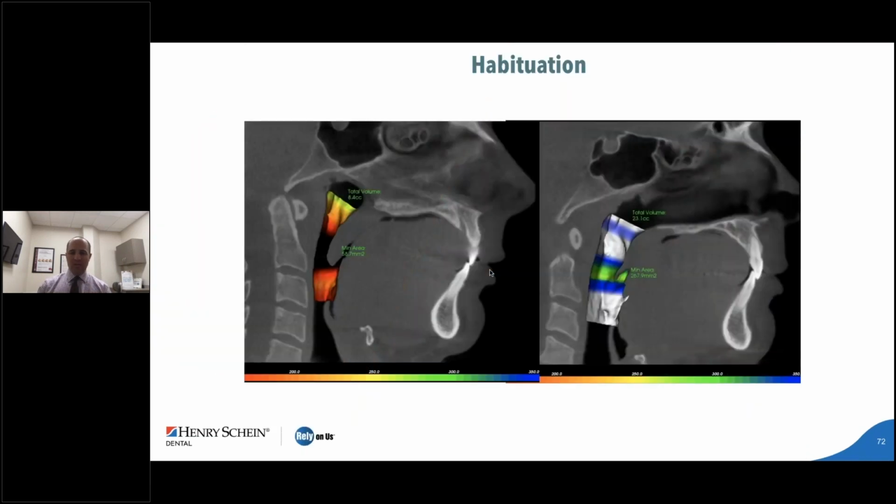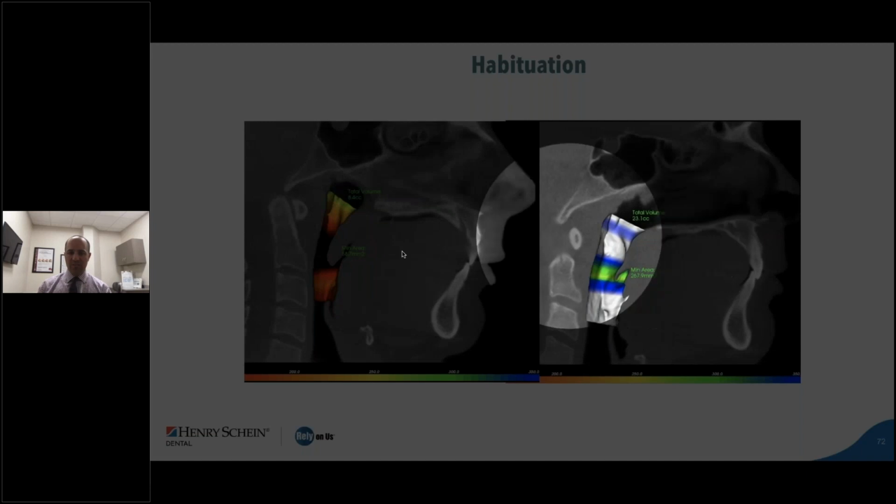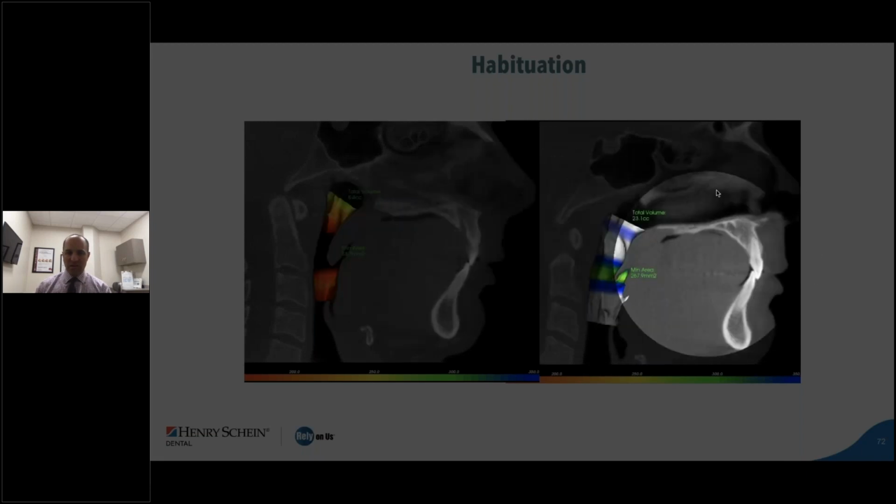So now you see in habituation, his tongue's in a different position. Now this is not the be-all and end-all. He can swallow, move his neck position, change, and that airway dimension is going to change. So I would never say, oh, look what we did, 100%, but it just shows his tongue's in a better position.